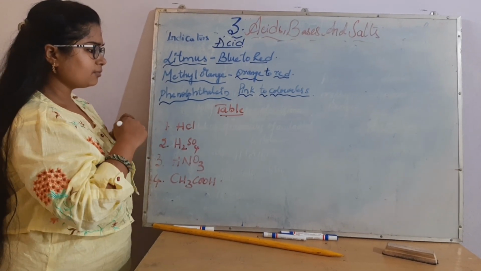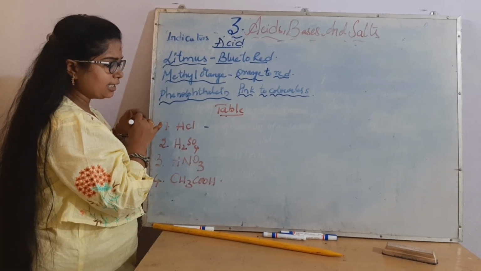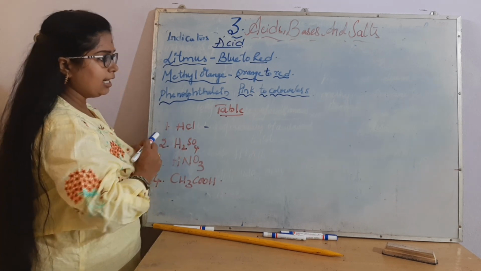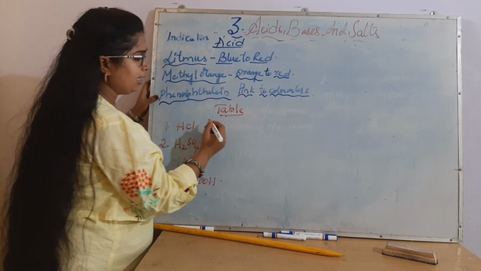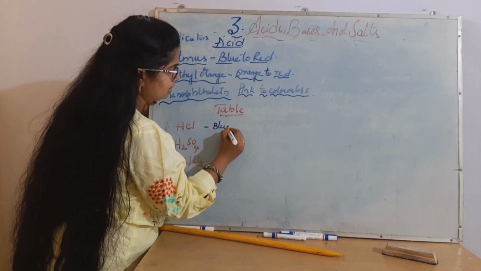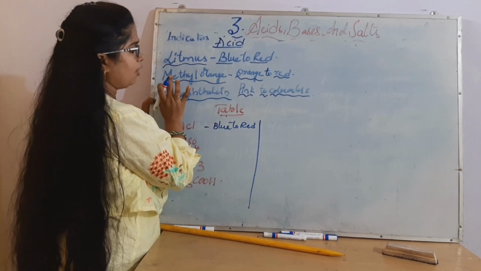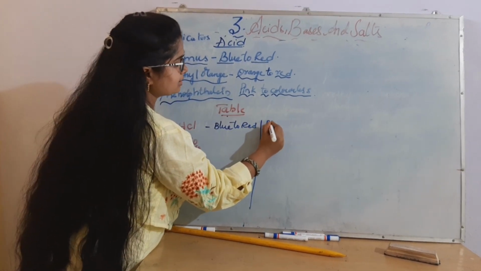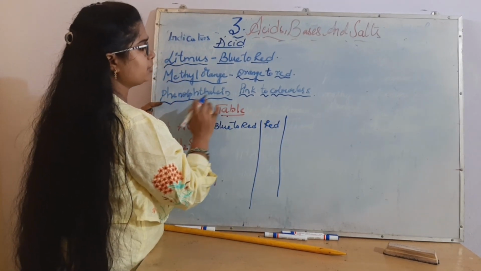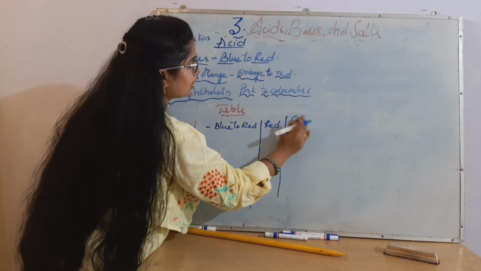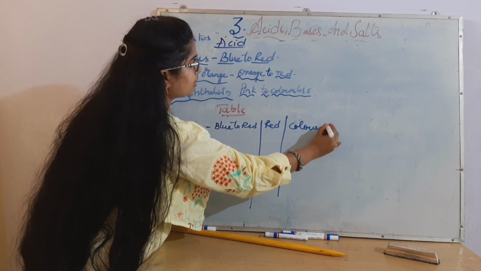So HCl, H is there. So it's an acid, isn't it? HCl will split, a strong acid. So what happens to litmus paper? It turns blue to red. What happens in the case of methyl orange solution? Orange into red. Then what about phenolphthalein solution? Pink to colorless solution.